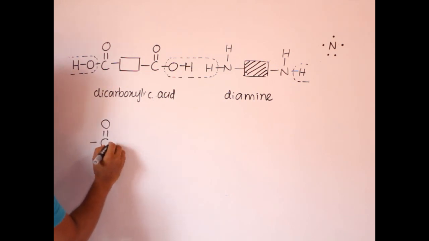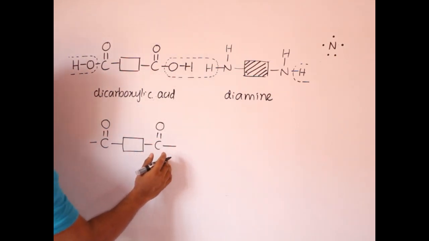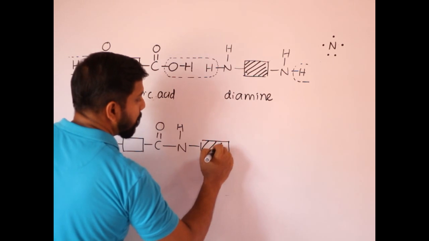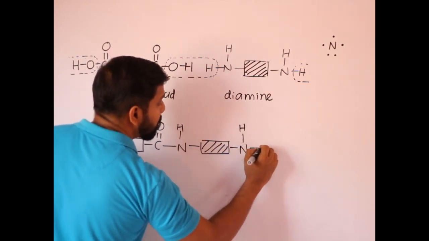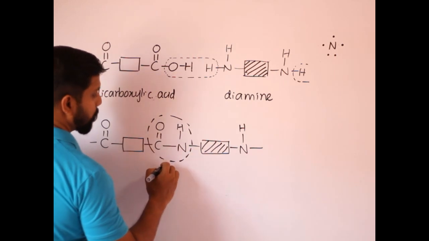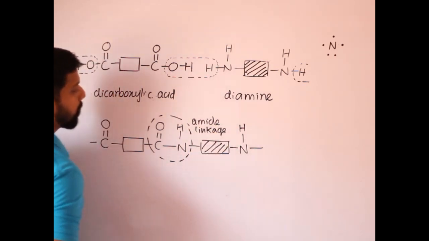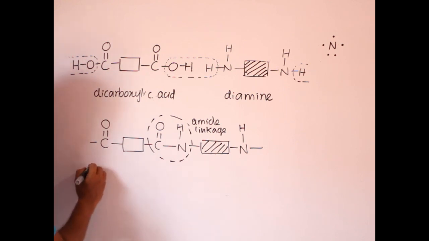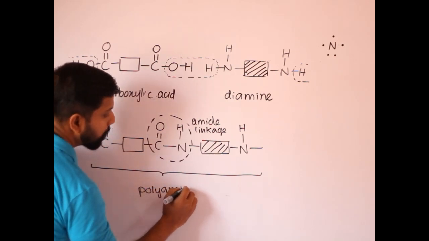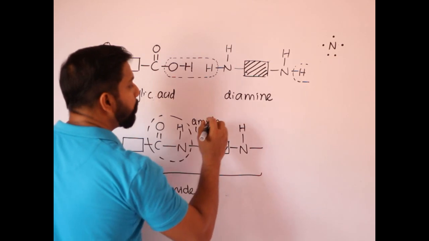You get a carbon-oxygen double bond and the carbon-oxygen double bond again. Now we get nitrogen with one hydrogen still attached, and from the other end we again get nitrogen bonded to another dicarboxylic acid. So this will give you a new linkage called the amide linkage. This is the amide linkage. So the whole thing that you have prepared now is called polyamide. We call it polyamide. This amide linkage can also be called a peptide linkage.